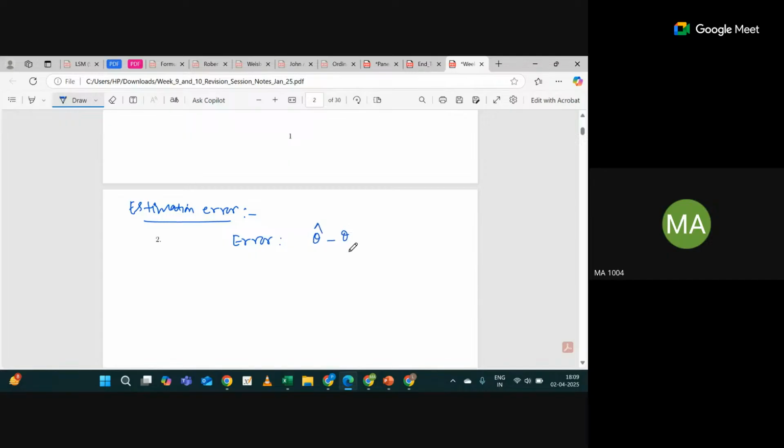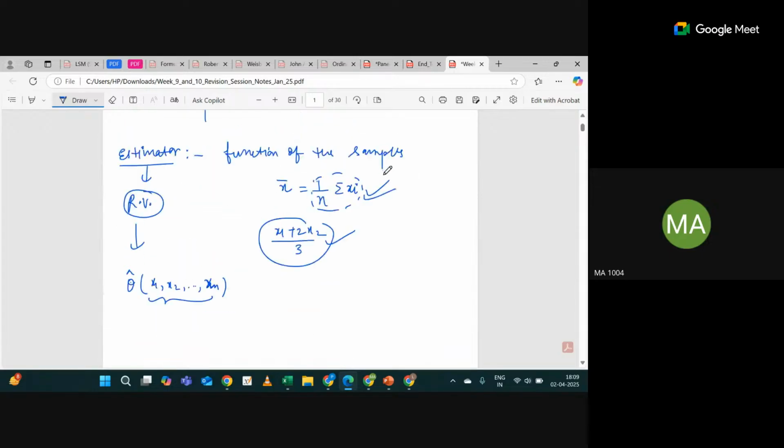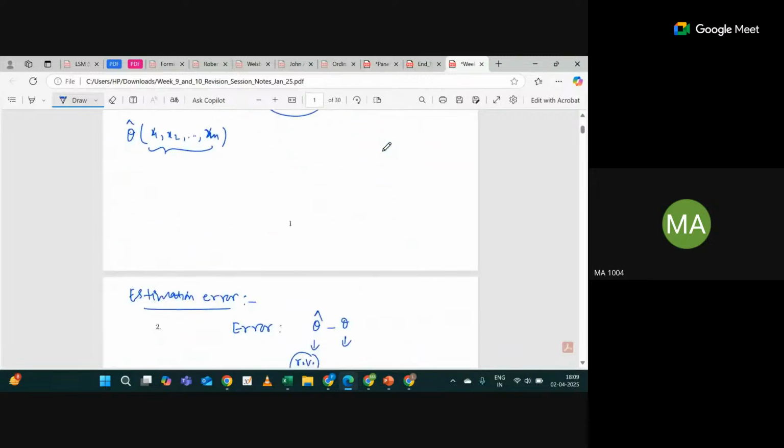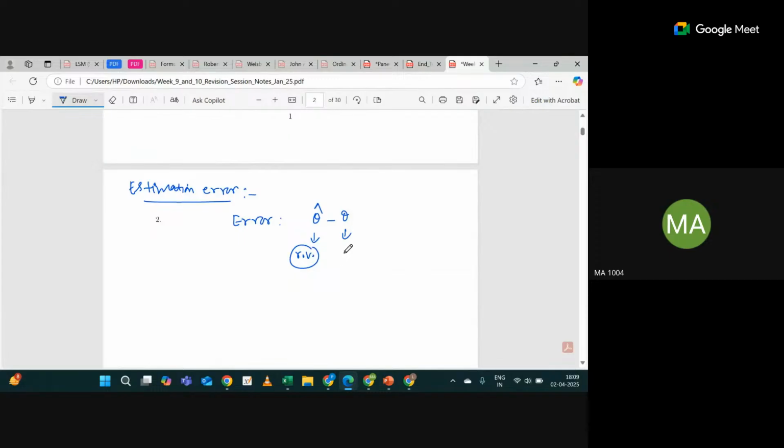So what is this theta hat? This is the estimated value, and theta is the original value. Theta hat is a random variable. Here, let's say it's mu comma sigma square; generally we take it as theta, so this theta is a constant, right? Now tell me whether the quantity theta hat minus theta will be a random variable or a constant. It's a random variable, right? Okay, great. So this is the error defined like this.